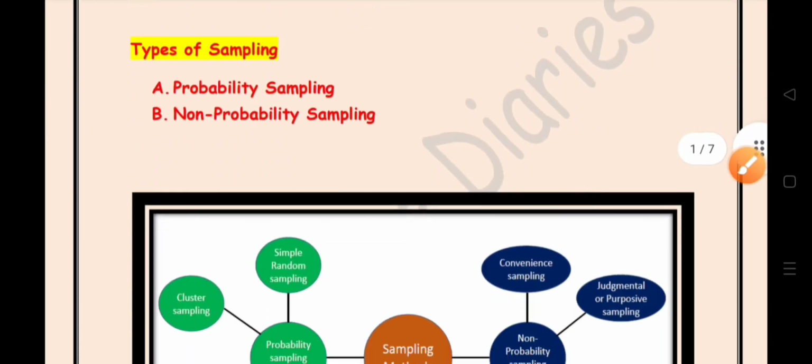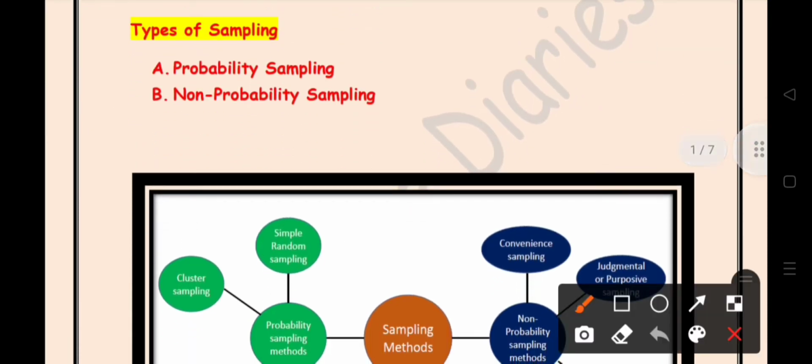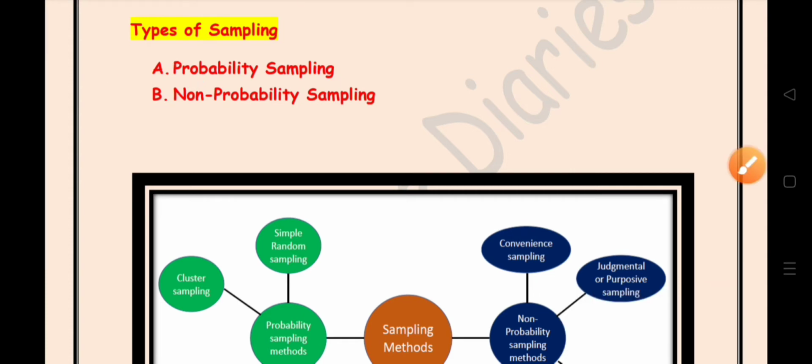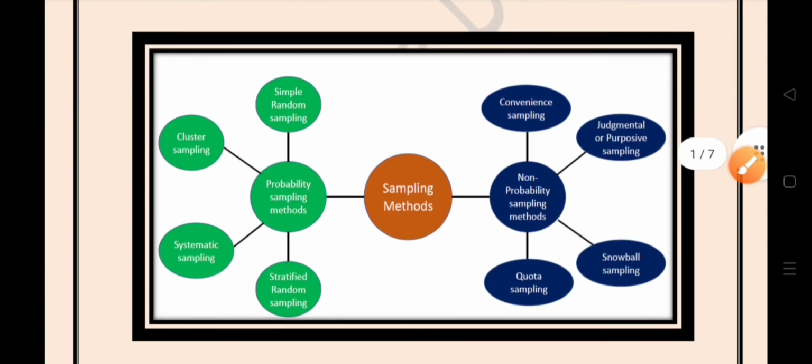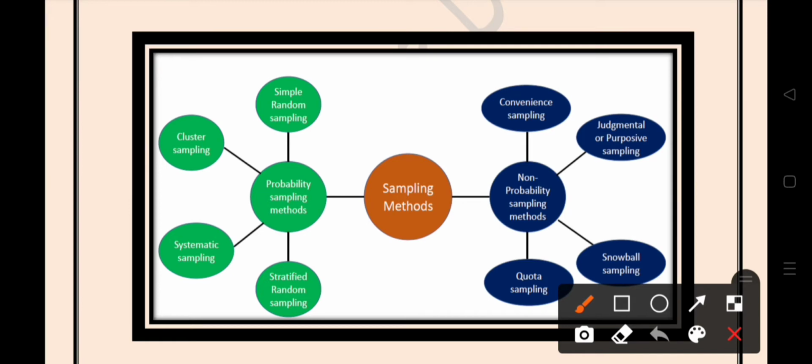Then next, types of sampling. Sampling is broadly divided into two types, that is probability sampling and non-probability sampling. Before going further, I would like to suggest that if you are making your own notes, try to draw this chart in your notebook. This will make it easy to remember all these types, because this is a very important concept.